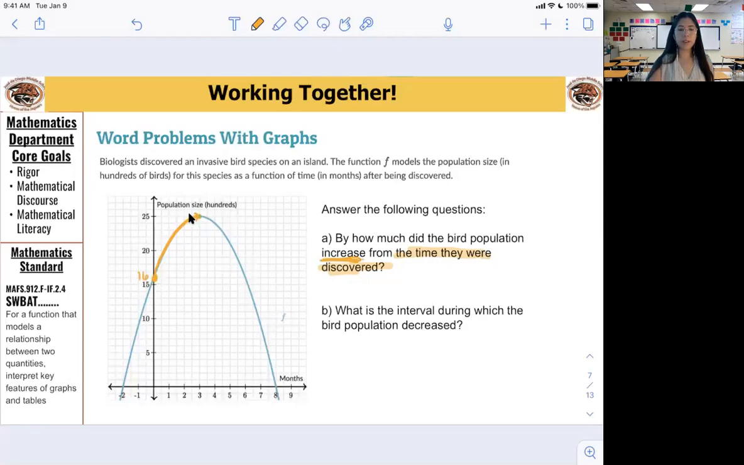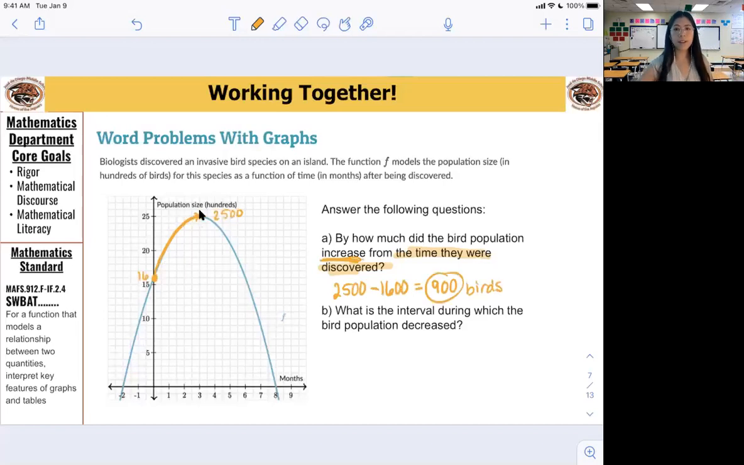900. How do we know? It went up to what? 2500. So that means 2500 minus 1600. Oh, 1600. I thought it was 1500. Yeah, it started at the 1600, don't forget. So this gives me 900. So it increased by 900 birds.